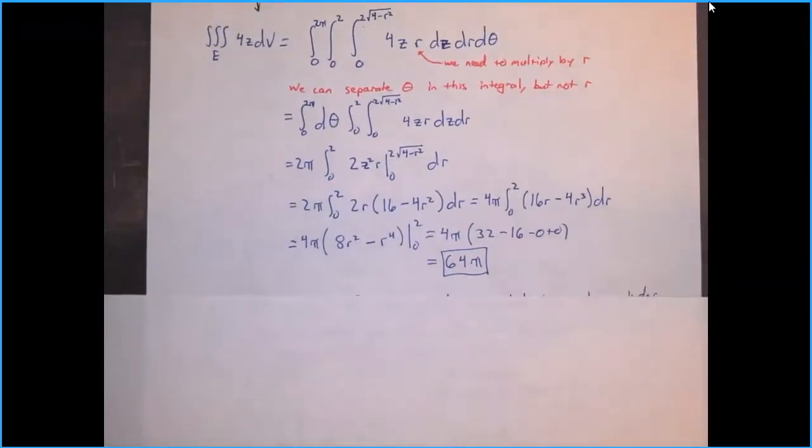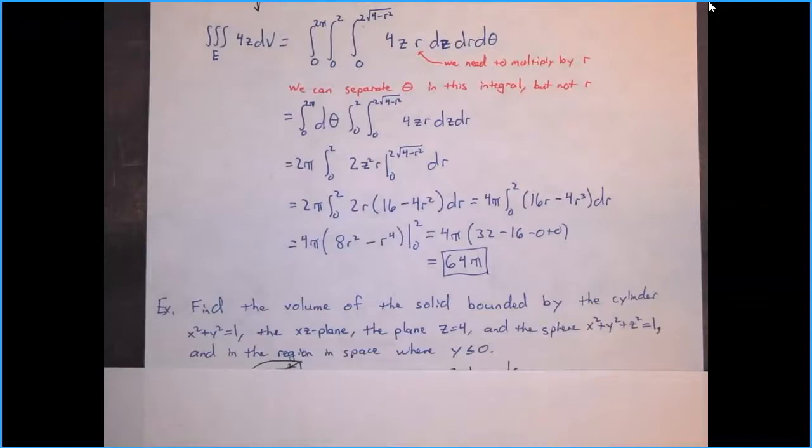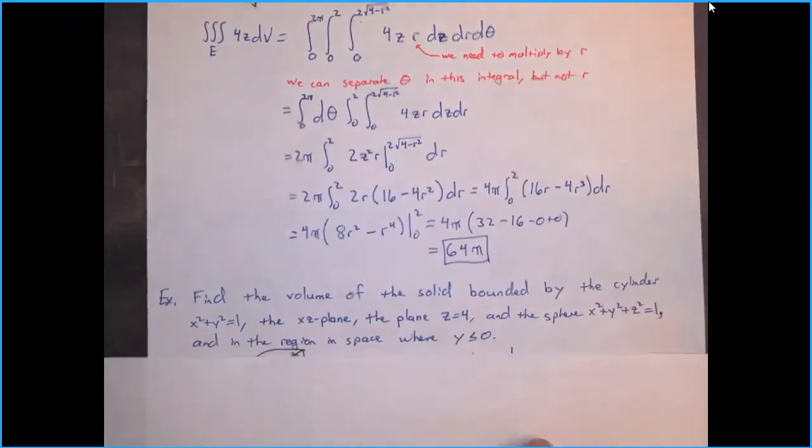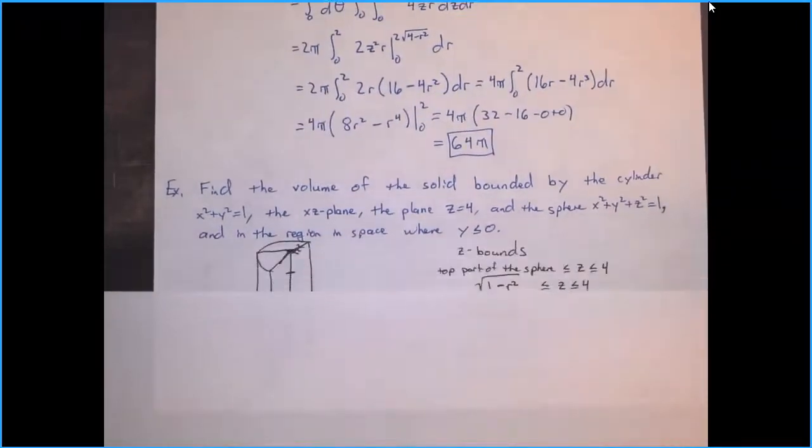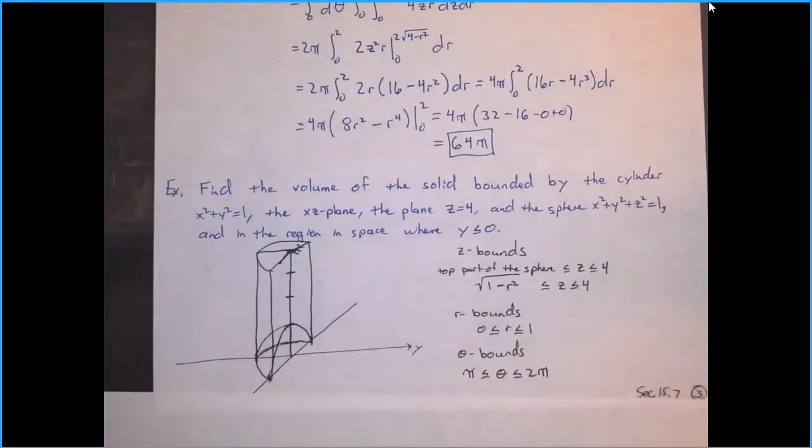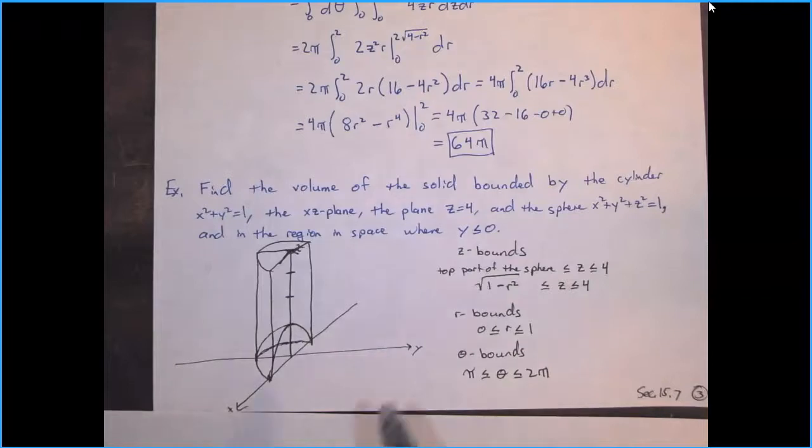Okay, let's look at another example. Find the volume of the solid bounded by the cylinder x squared plus y squared equals 1, the xz plane, the plane z equals 4, and the sphere x squared plus y squared plus z squared equals 1 in the region in space where y is less than or equal to 0. Okay, so I've drawn all of these surfaces here, and this is more or less what this solid looks like.